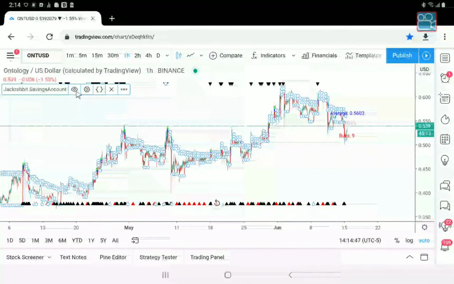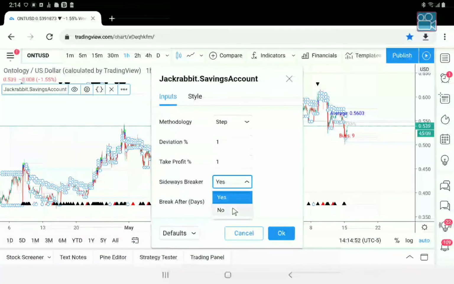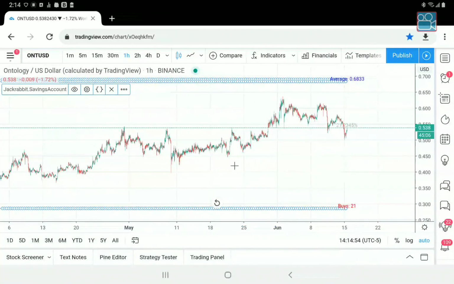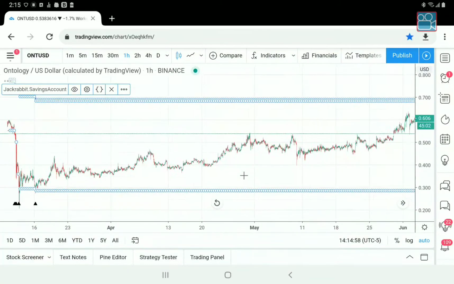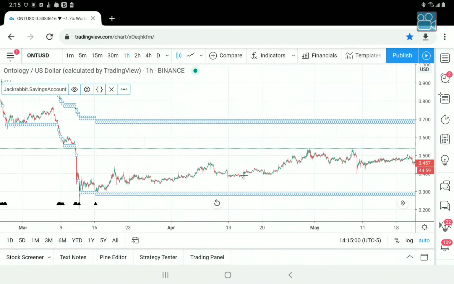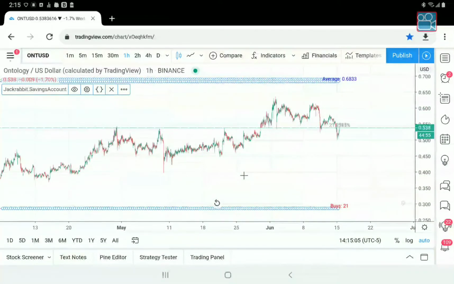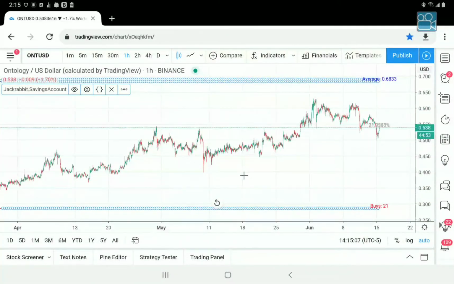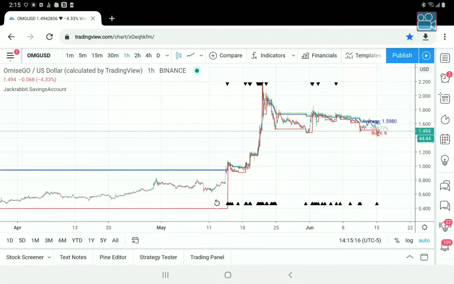Let's turn off the sideways breaker and see what the coin looks like with just stepping. Okay, it's stuck in a rut. Black Thursday had a big impact on a lot of coins, so you need to be aware of this kind of a channel. These are hard to get out of. Some coins just don't do well easily in getting out of them.